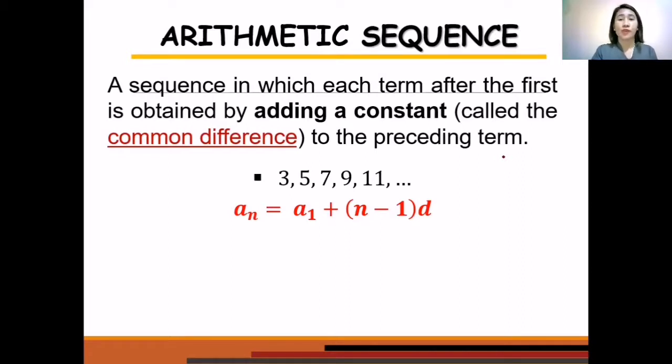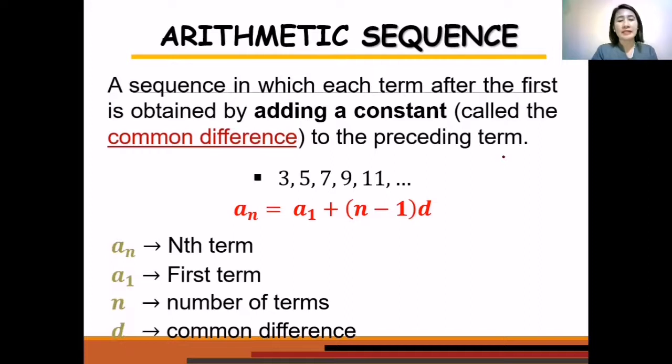Now, let us apply this formula with the given example, 3, 5, 7, 9, 11. When we say a sub n, this is the nth term of the given arithmetic sequence. a sub 1 is the first term, and n is the number of terms. I just want to reiterate that whatever n you have here should also be the same n on this one. These should not be different. They should be the same since they represent the same number. And d is called the common difference.